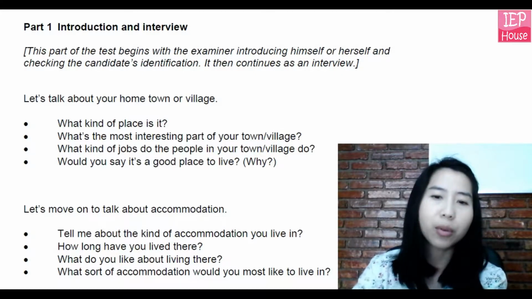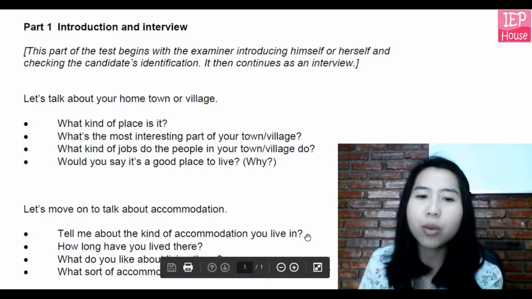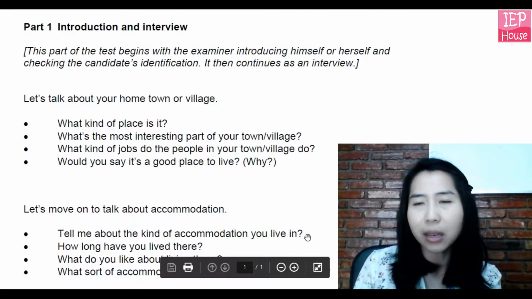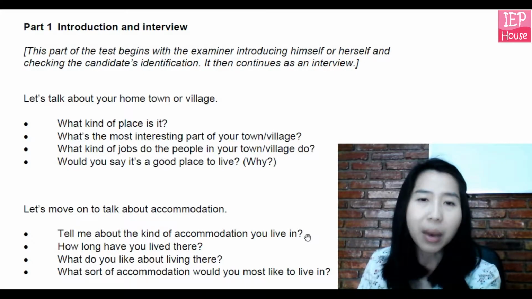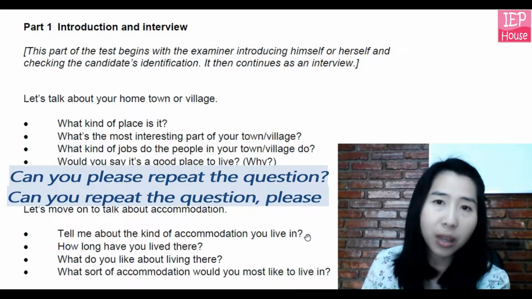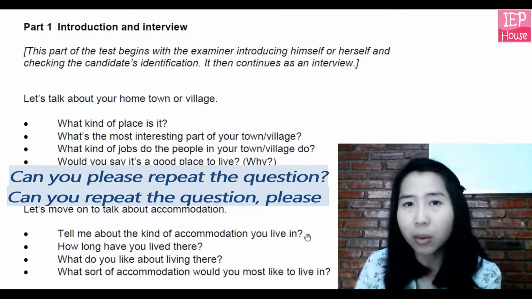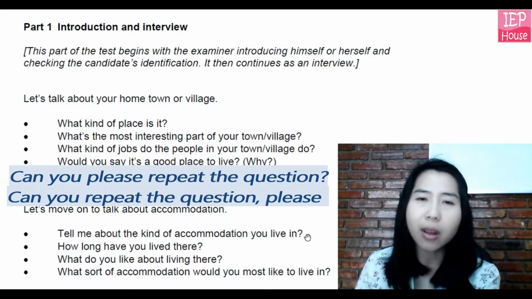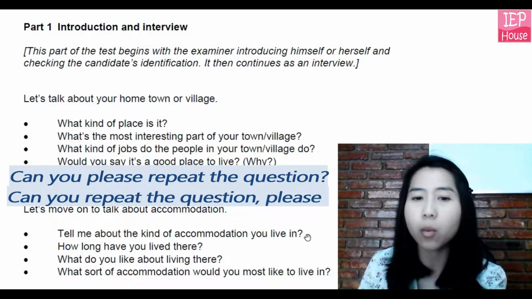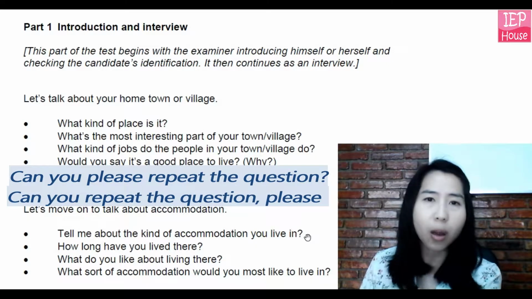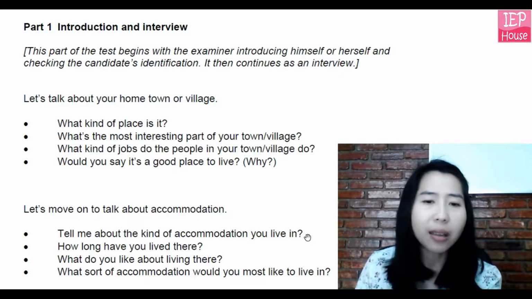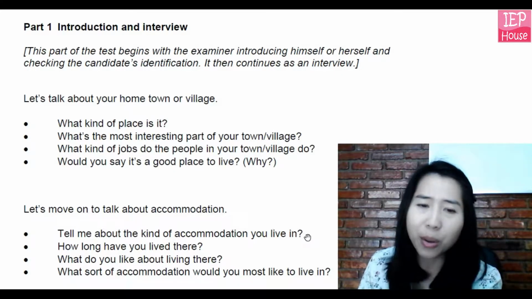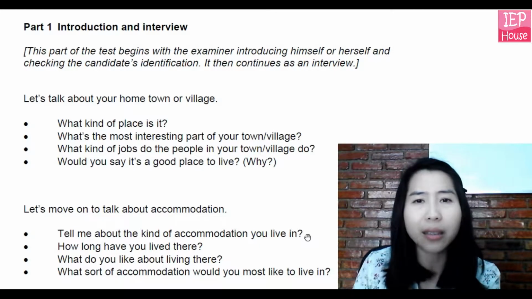So for example, let's talk about this question. If you don't understand the word accommodation, all you can do is ask the examiner to repeat the question by saying, "Can you please repeat the question?" Or "Can you repeat the question, please?" Like that. You cannot ask the examiner to explain the word accommodation to you. That is not what they are supposed to do in part 1. So if you don't understand one of the words in the question, I'm sorry to say that you just have to figure it out on your own and try your best to answer the questions here in this part.